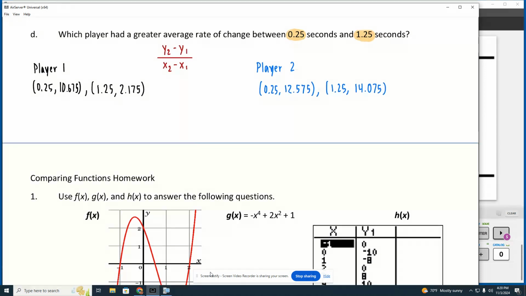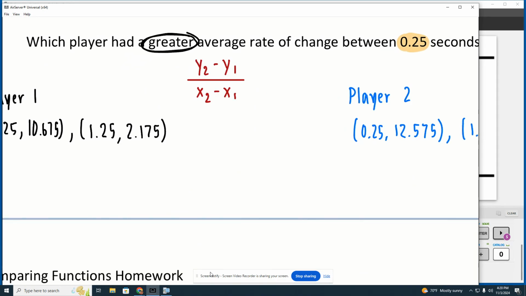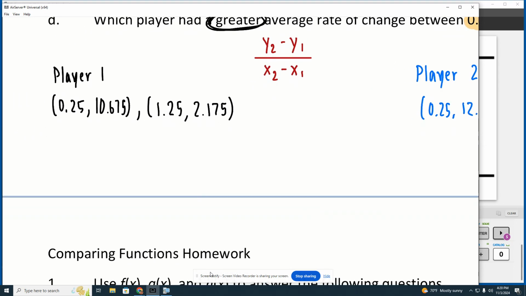So we are going to use this equation in order to find which one has a greater average rate of change. So we're looking for the bigger value here. So let's set it up. If I call this my first x and y, and I call this my second x and y, I plug it directly into this equation. Here's what I get. 2.175 minus 10.675. That's y2 minus y1 over x2, 1.25, minus x1, 0.25.